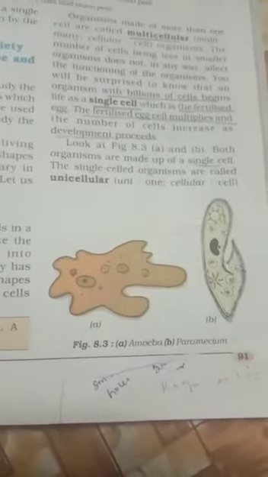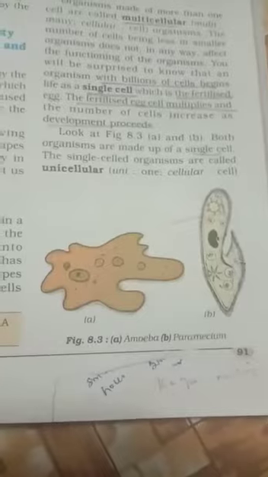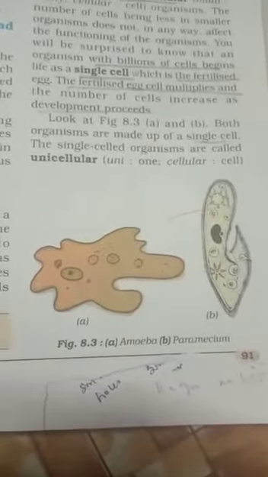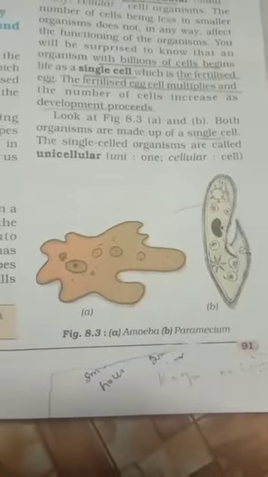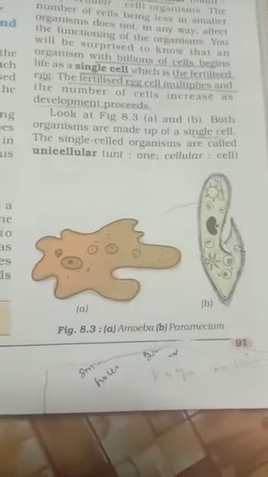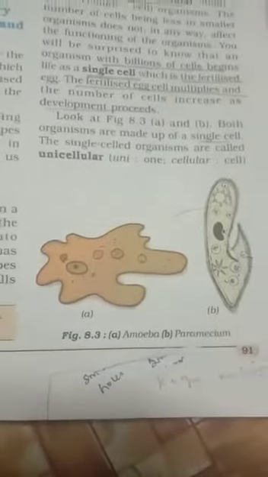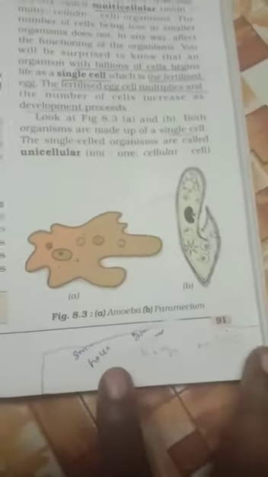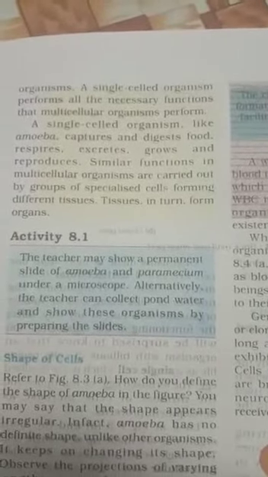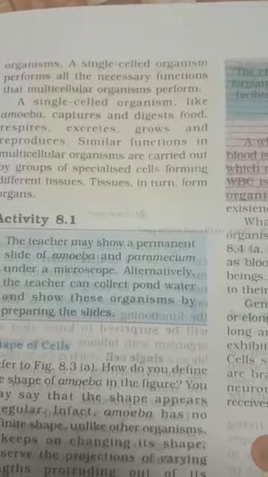So this organism is made up of a single cell, like amoeba and paramecium. An organism made up of a single cell is called a unicellular organism. Uni means nothing but single cell. A single cell organism performs all the necessary functions that a multicellular organism performs.